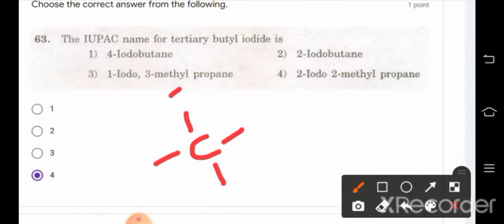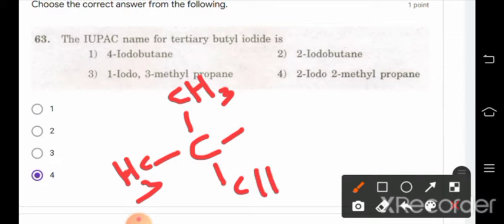So here one methyl group is attached, one more methyl group is attached here, and one more methyl group is attached here. So this is the tertiary carbon atom. The tertiary carbon atom is one which is attached to three other carbon atoms, and to it the iodine halogen atom is attached. The question asks us to give the IUPAC name.